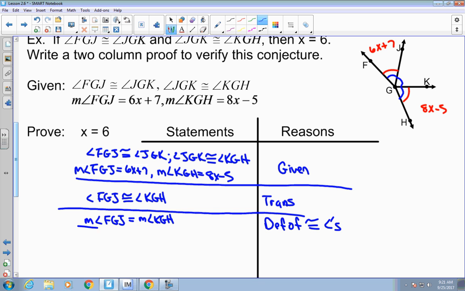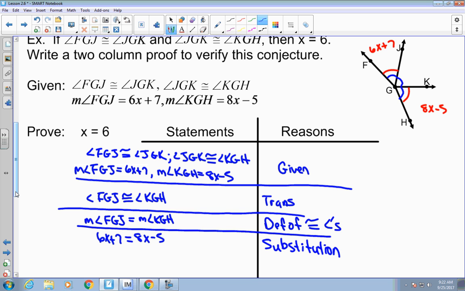All right, so now that I have these two angles stated equal to each other, I can now substitute, okay? I can now replace FGJ with 6x plus 7, and then I can replace KGH with 8x minus 5. And again, we said that was substitution. And so now it's an equation. We all know how to solve equations, right?